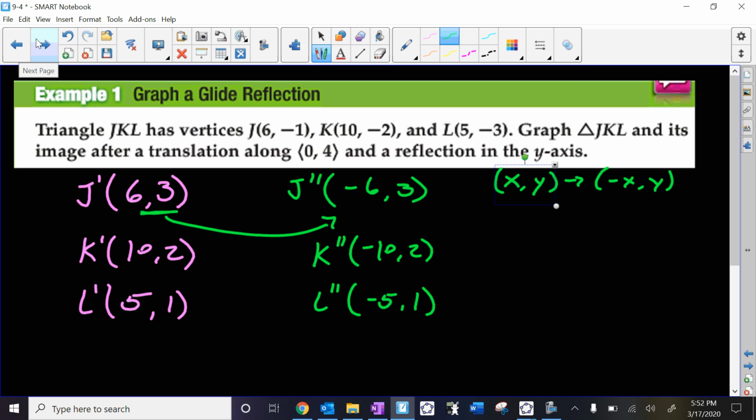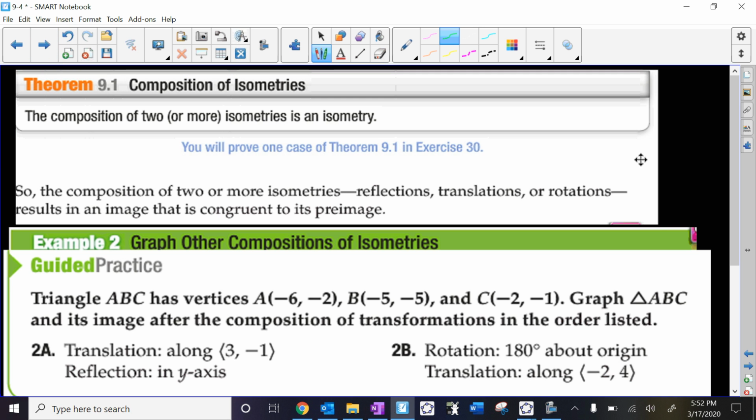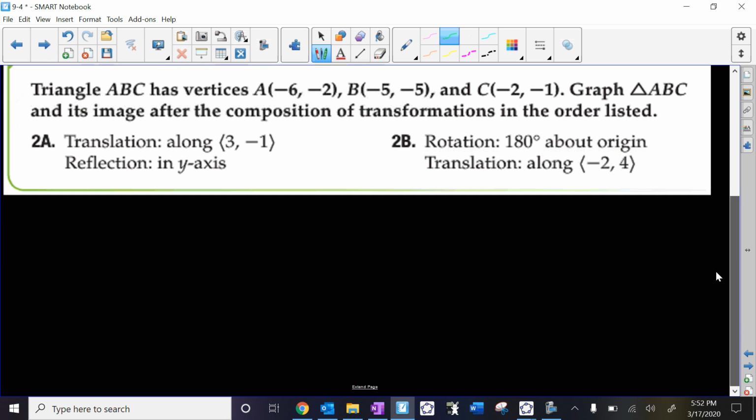We don't have to do just glide reflections. We can do other compositions of transformations. So looking at 2B, that one asks for a rotation, then a translation. So we'll look at that one as well. We'll do the 180-degree rotation first, and then the translation. And we'll do all 3 points again. So I want A prime, B prime, and C prime.